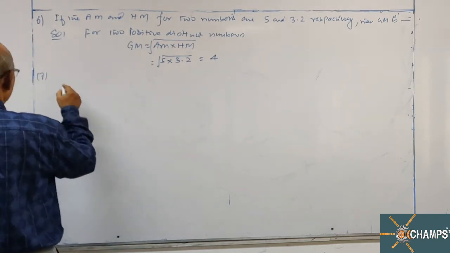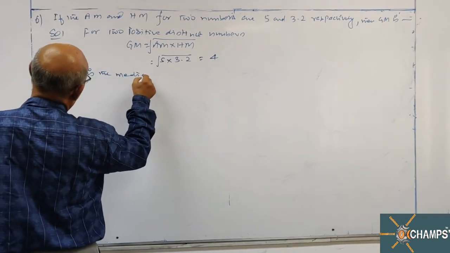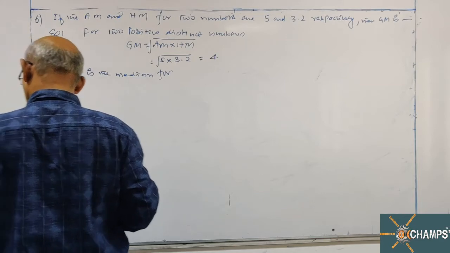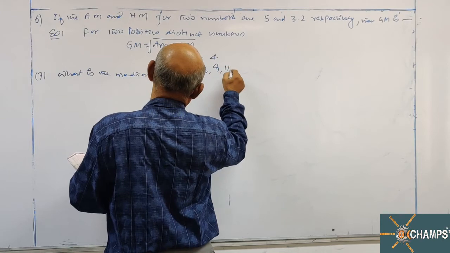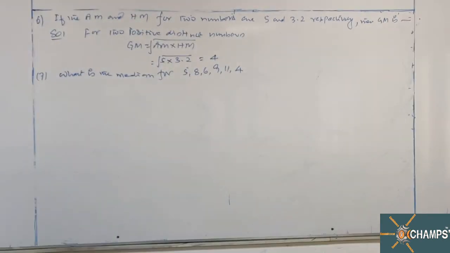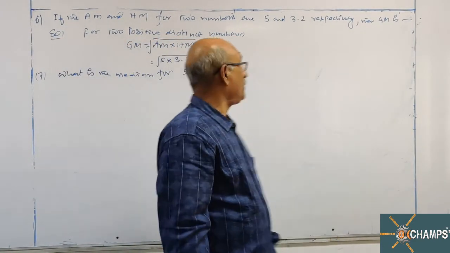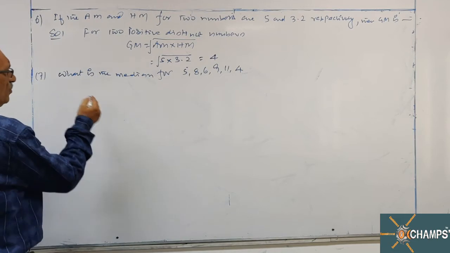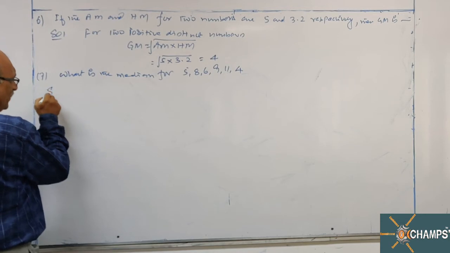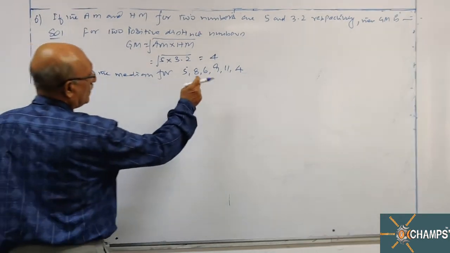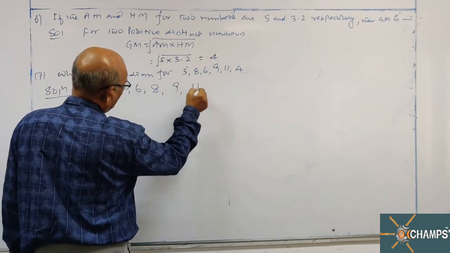Next, what is the median for 5, 8, 6, 9, 11, 4? What is the median for 5, 8, 6, 9, 11, 4? So first let me arrange the observations in increasing order. So 4, 5, 6, 8, 9, 11.